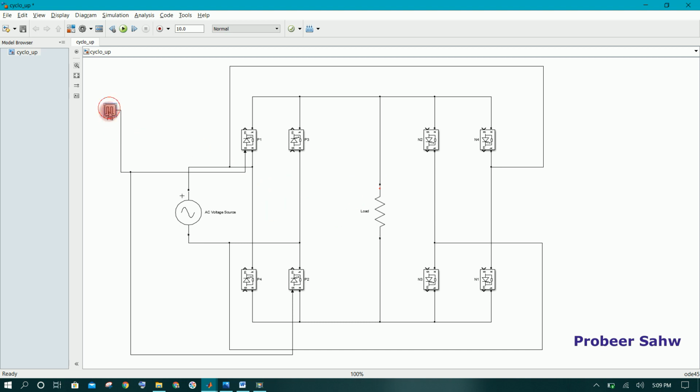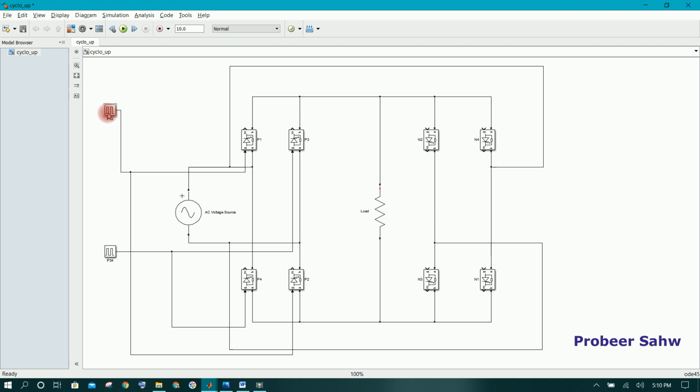Now we are creating another pulse generator for thyristors 3 and 4. So the output will go to pulse 3, thyristor 3 and also to thyristor 4.